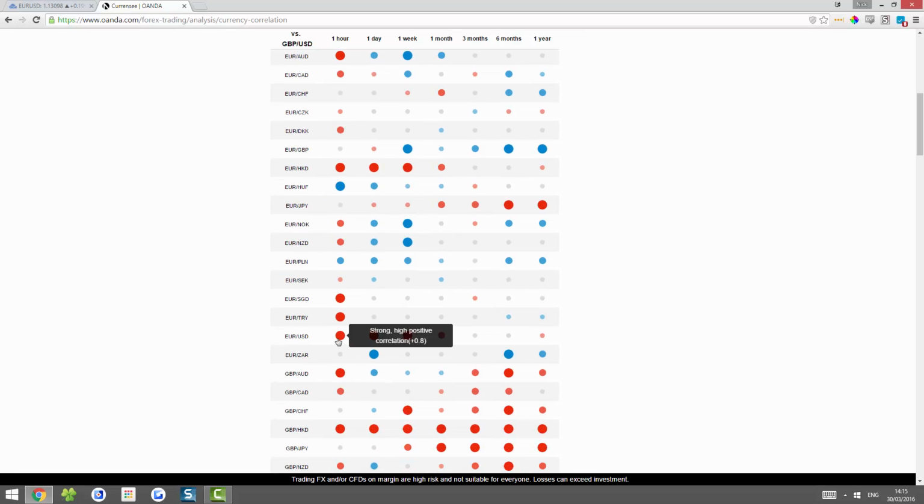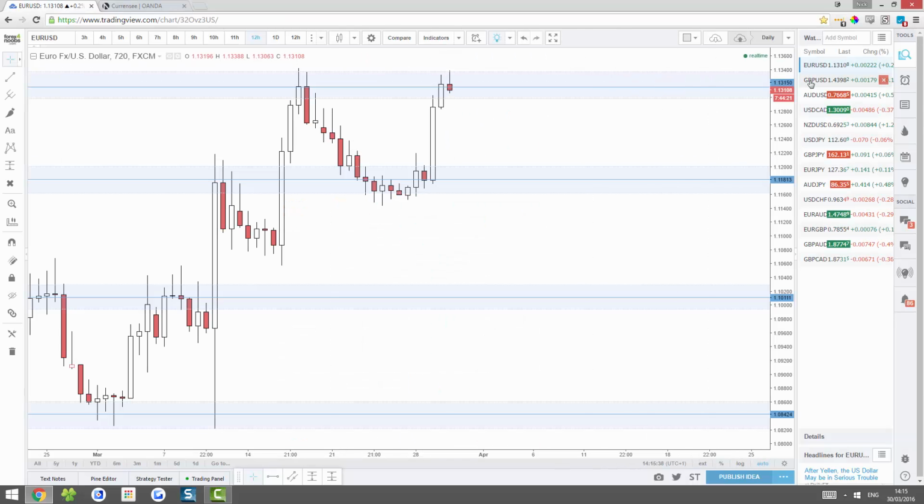Strong high positive correlation on 1 hour. Very strong positive on day over the period of a week, strong high positive. So these are extremely highly correlated right now. They are. So my advice would be pick one.